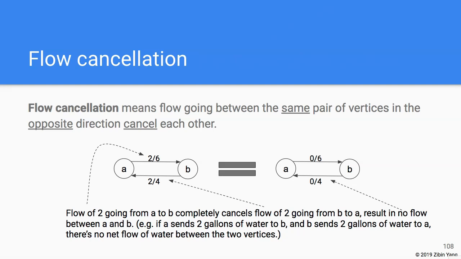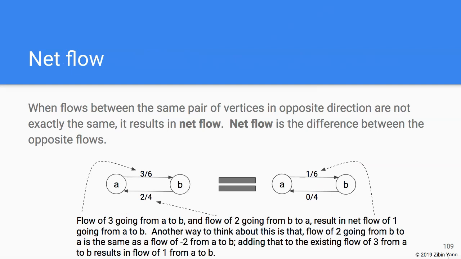The next thing we'll talk about is net flow, which is really similar to flow cancellation. It says that between the same pair of vertices, if there are flows in opposite directions that are not exactly the same as each other, then instead of completely canceling each other out, it results in a net flow. Net flow is really just the difference between the two opposite flows. Back to this same example, but now we have a flow of 3 from A to B and a flow of 2 from B to A, then that results in a net flow of just 1 from vertex A to B, right?